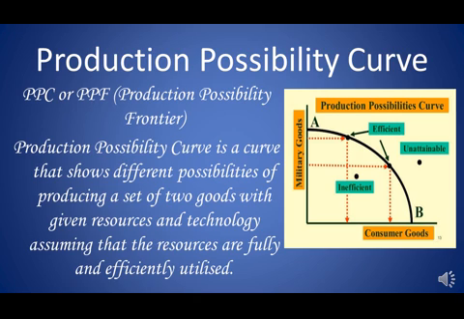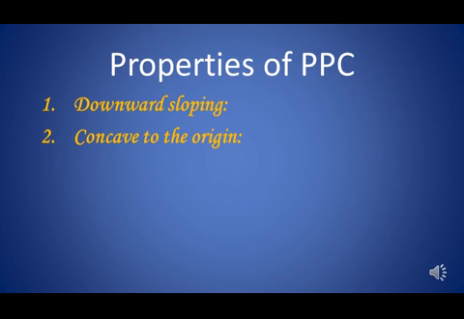Any point inside the PPC curve is considered as inefficient. Any point outside the PPC curve is unattainable because with given resources it will not be possible to produce that much amount, and each and every point on the PPC curve represents a solution where resources are fully and efficiently utilized. Now we will discuss the properties of PPC.